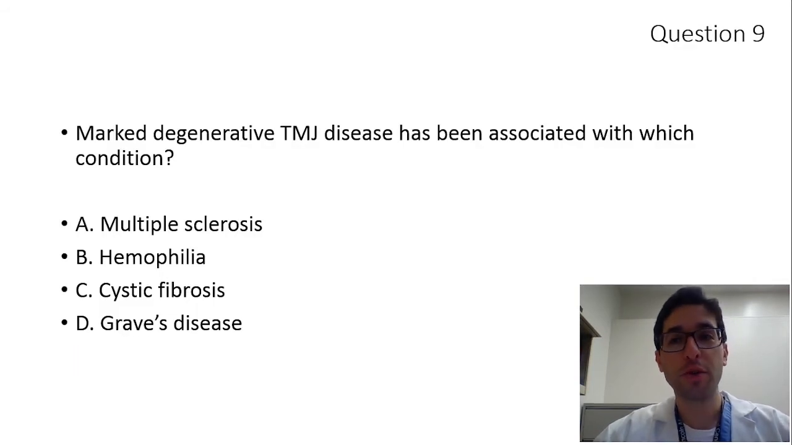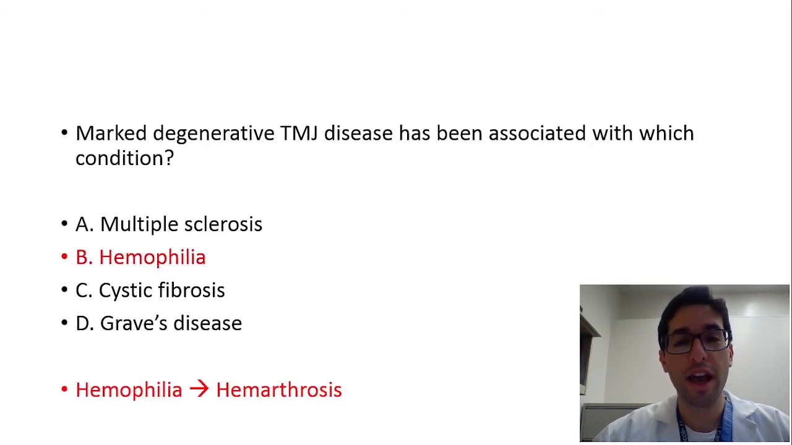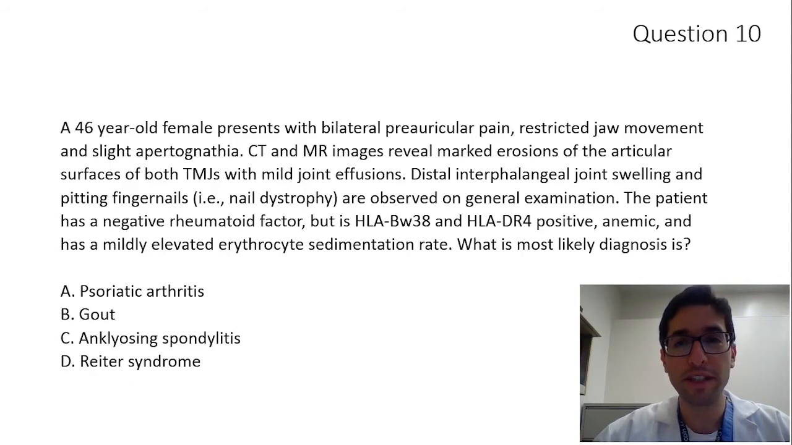All right. Next question, number 9. Marked degenerative TMJ disease has been associated with which condition? This is interesting to know. So I don't expect you to know this, but it does make total sense. The answer is hemophilia. And why does it make total sense? Because patients with hemophilia are more likely to bleed, they're more likely to get hemarthrosis, and we know anytime you get blood in the joint, you're going to get degenerative joint changes. So hemophilia, hemarthrosis, totally makes sense.